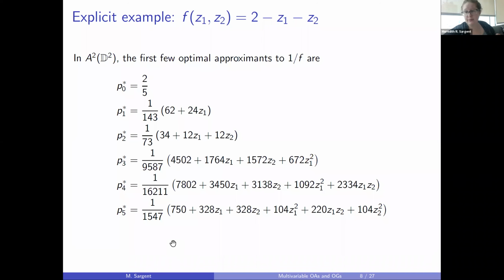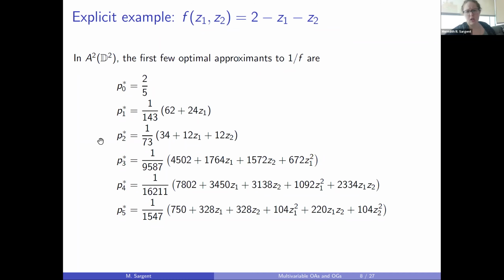Let's do an explicit example. Here I'm just using the matrix method to compute the first few optimal approximants to 2 minus z1 minus z2. Part of the reason I'm looking at 2 minus z1 minus z2 is because it's kind of an obvious analog to 1 minus z, that very first example I showed you all. It's got a nice 0 on the boundary, pretty straightforward. So in the past, I've shown people this in terms of the Hardy space, but this is Bergman space week. So I have computed the first few optimal approximants to 1 over f in the Bergman space.